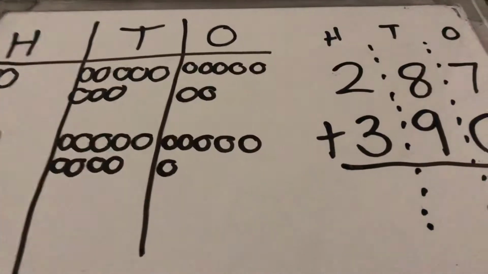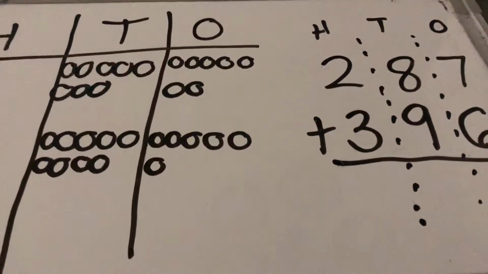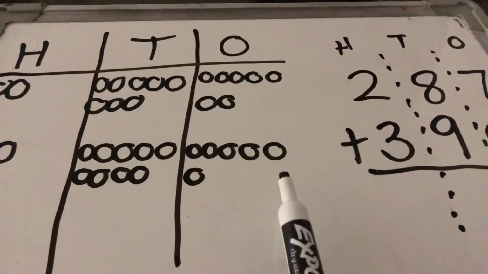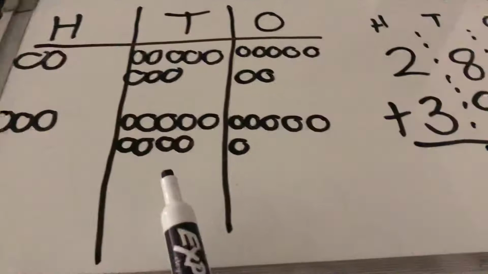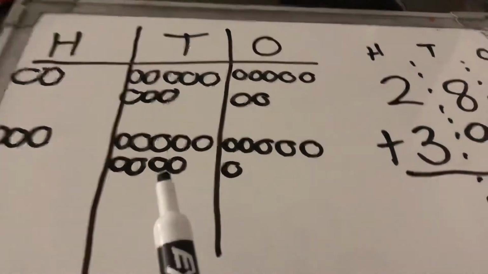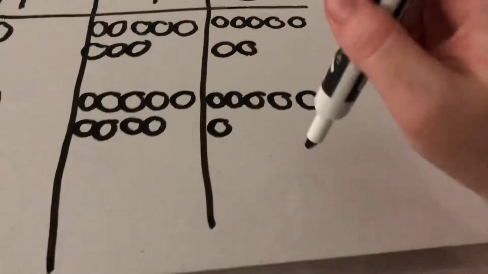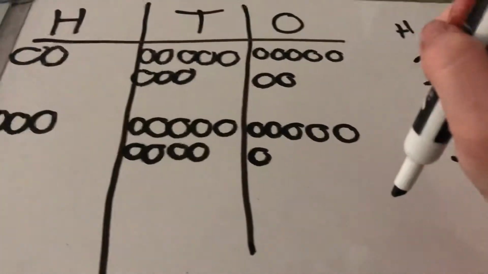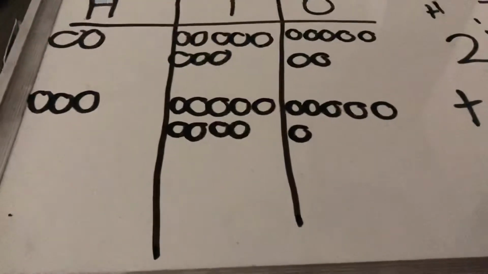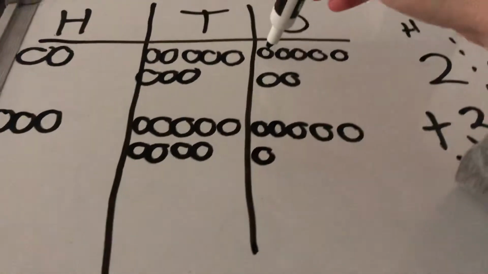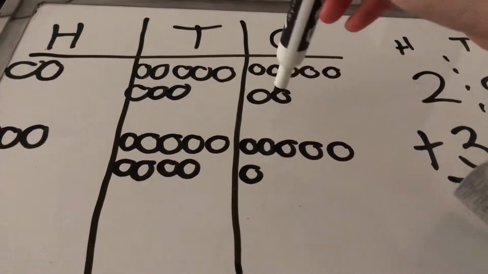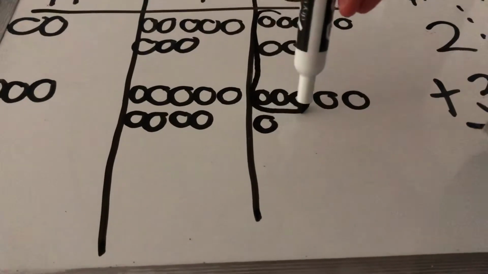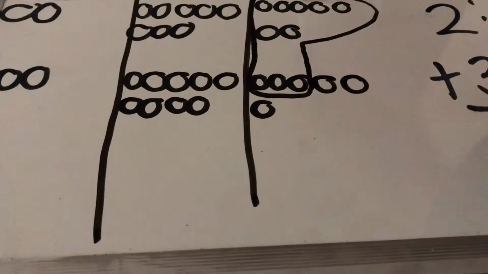And I know that we can't have 13 ones, because if we have more than 9 ones, then we can make a group of 10, so that needs to go with our tens. So if we have 13 ones, we can make a group of 10 and move it to our tens place. So let's make a group of 10. We have 7 up top here. Now I'm going to take 3 here because 7 plus 3 is 10.